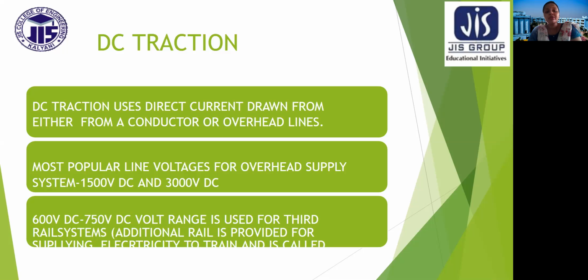Okay, so mostly in DC power supply, 1500 volt and 3000 volt are used. But where the third rail system is being used, since we are getting extra power from the third rail, the voltage supply gets reduced. It's 600 volt to 750 volt.